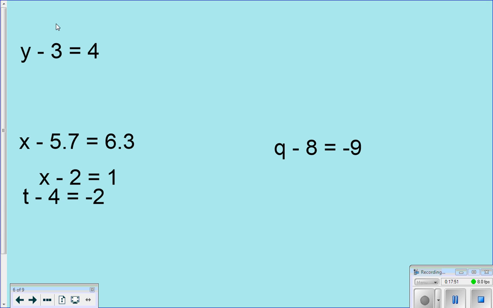You always want that variable by itself, so you want to cancel that number out with that variable all the time. Make sure you're watching your sign. It's really important.